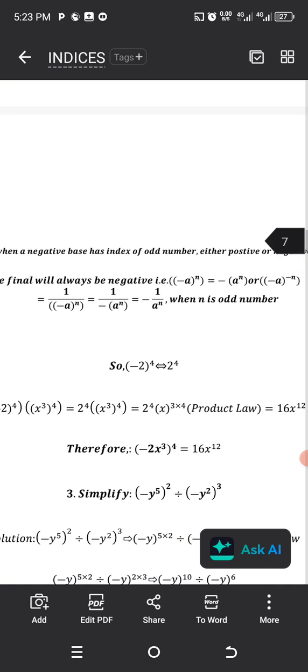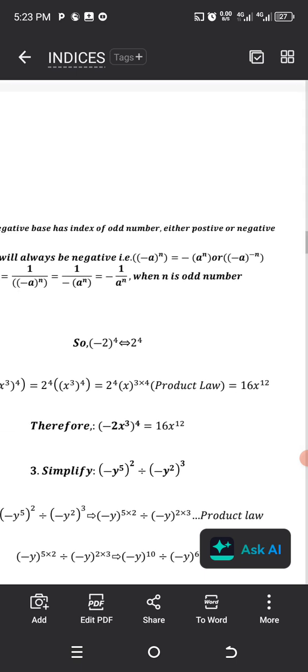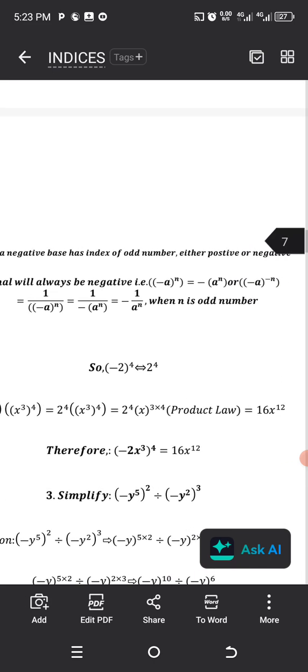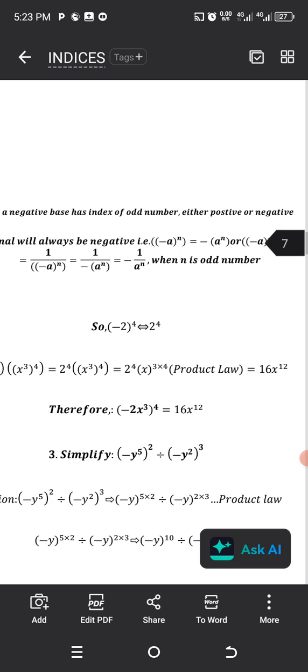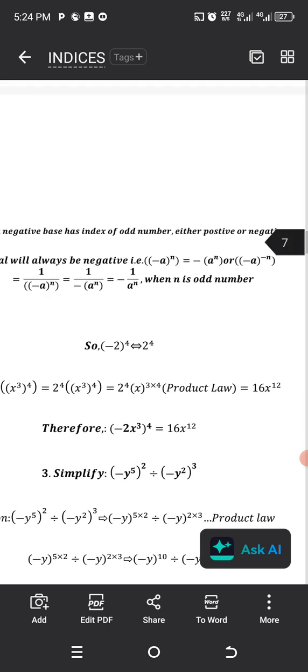So also, when a negative base has an index of odd number, whether your index is positive or negative, you are going to get a negative answer. If your index is positive, definitely you won't get a fraction. But if your index is negative, forget odd, you are going to get a fraction because it's going to give you a negative index. So you apply the negative index rule. So you get a fraction and a negative answer.